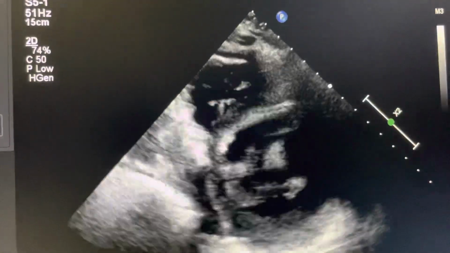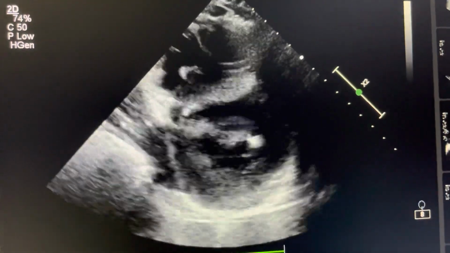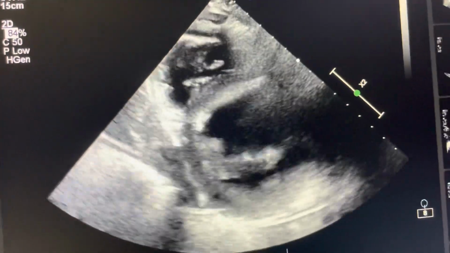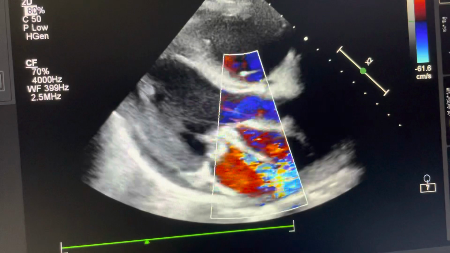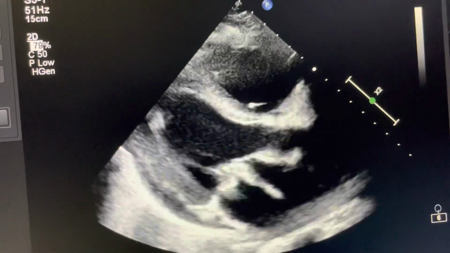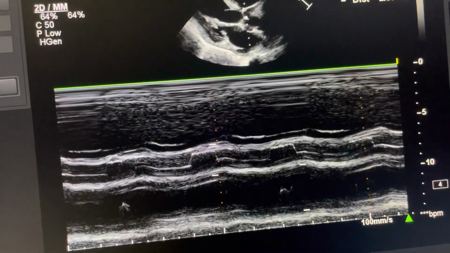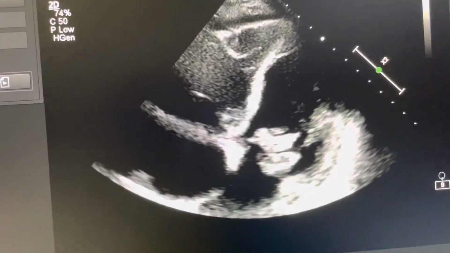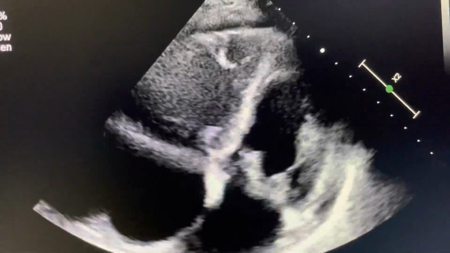Again you see the contraction of RV is poor compared to LV. You can easily see. Clearly see the RV is contracting less.